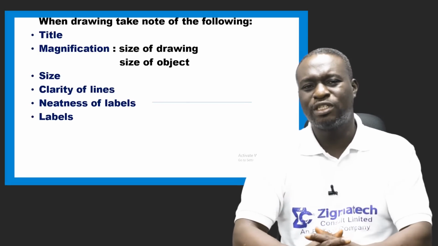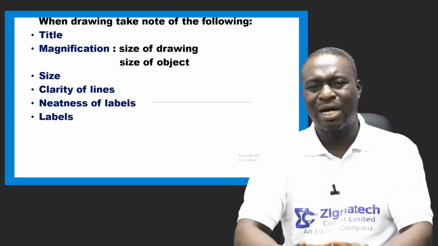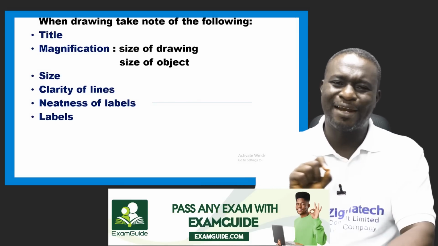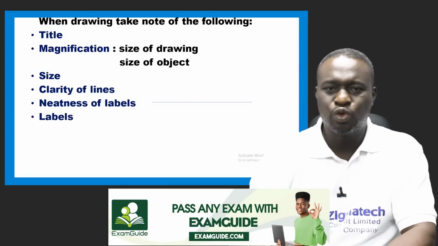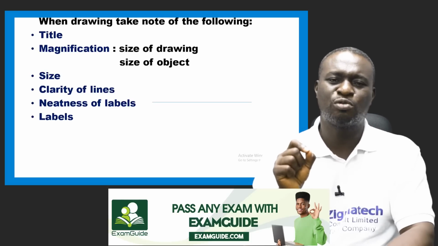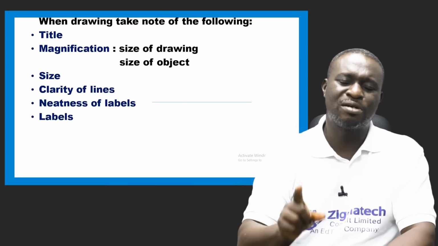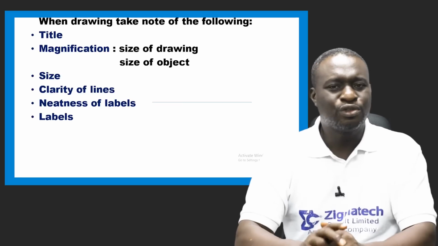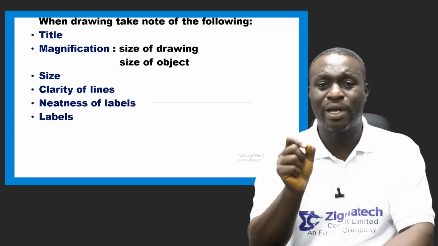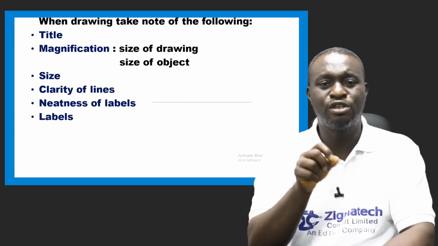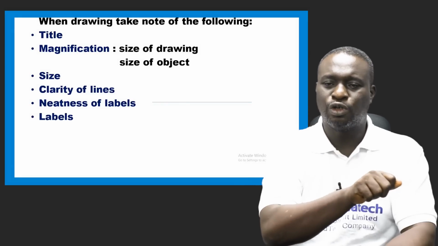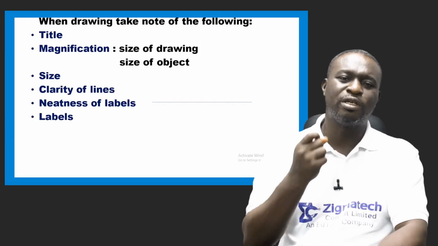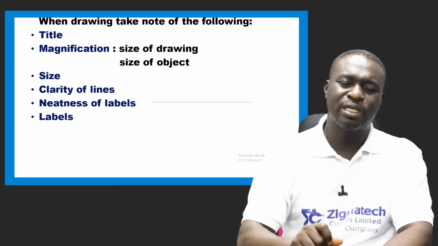Another important thing to take note of when drawing in biology practical is the clarity of lines. Your lines must be clear and not woolly. And please try as much as possible to avoid shading of diagrams in biology practicals. Don't shade, don't color. That's why we asked that you preferably use a 2B pencil. Your lines must be clear. They must not be faint and must not be woolly. They should always be clear.